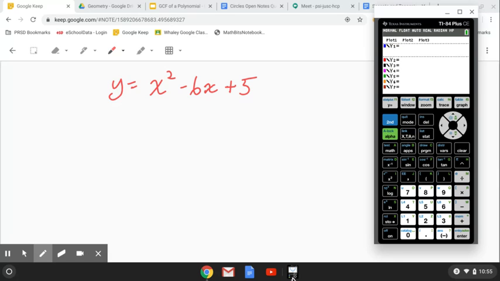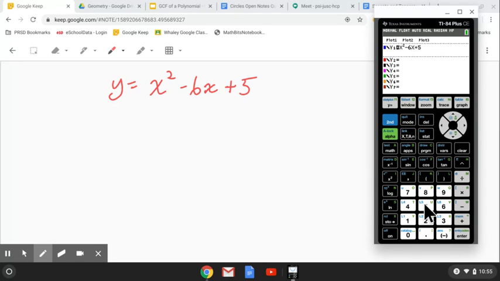Anyway, I pulled it up. I go to my y equals, so I'm actually clicking the button here, y equals. If there's anything there, clear it out, just hit the clear button. And now we're going to type in our equation: x squared minus 6x plus 5.